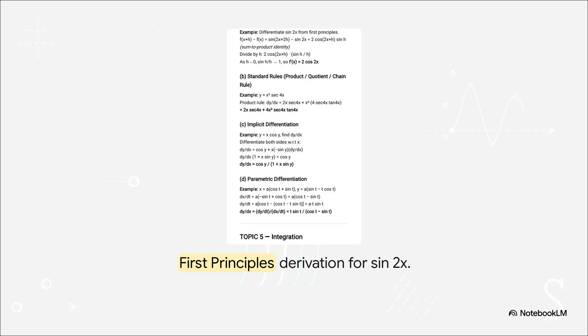To actually solve this, you need the sum to product trigonometric identity, which gives us 2 times cosine of 2x plus h times sine of h. When we divide by h, we group the sine h over h together, and as h approaches 0, sine h over h famously approaches 1. This leaves us with our final derivative, 2 cosine 2x.